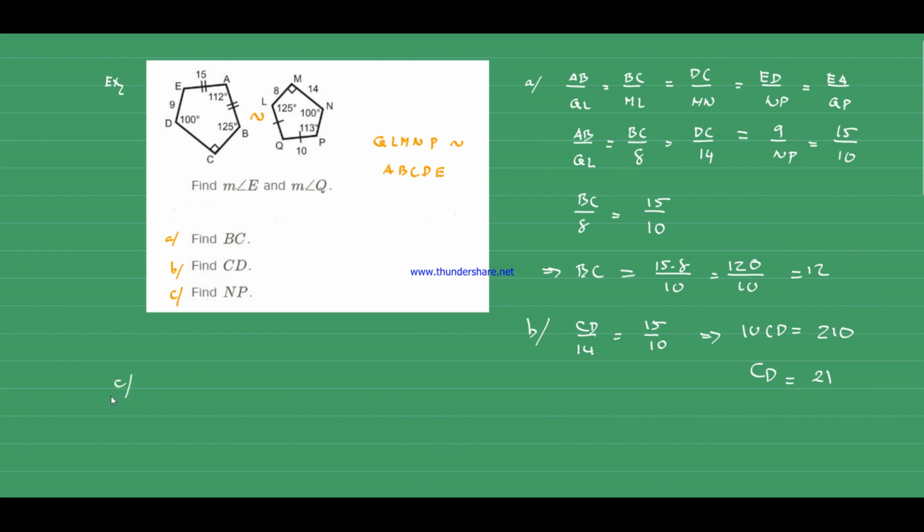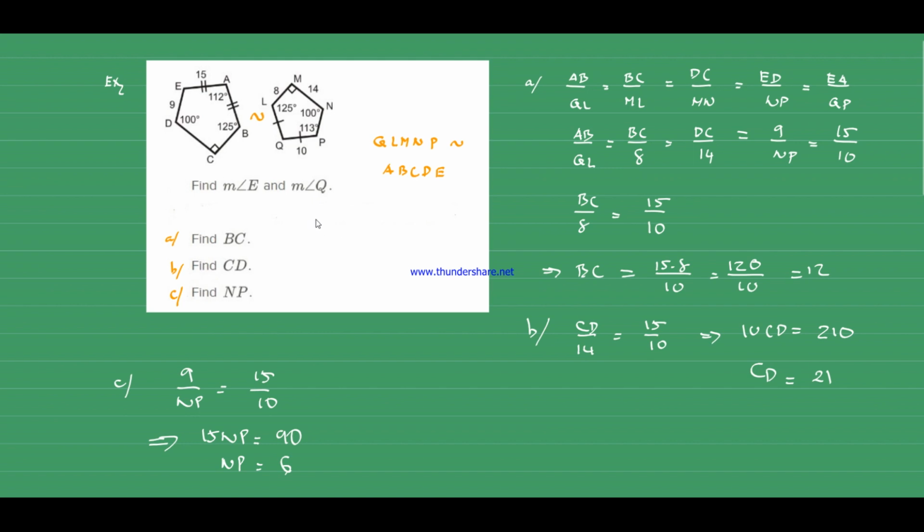Okay. And now we've got to find NP. So NP right over here. So we're gonna pick the last proportion. So you have 9 over NP equal to 15 over 10. So you have 15 NP equal to 90. So NP will be equal to 6. There you go. Alright. Now we also want to find angle E and angle Q. I believe angle E should be easy. Angle E over here corresponds to angle P.